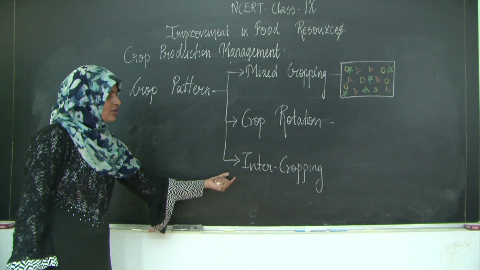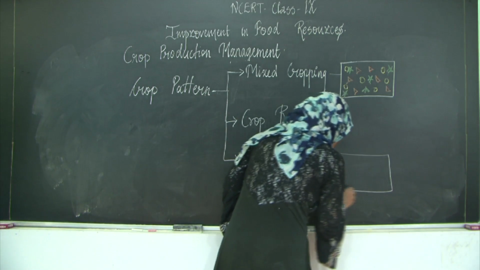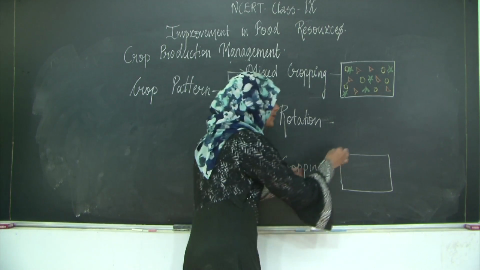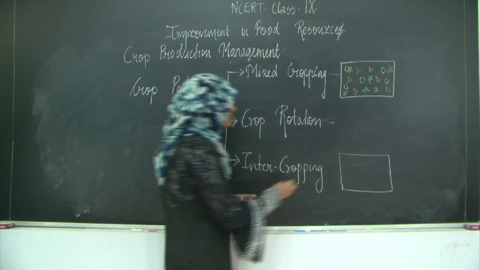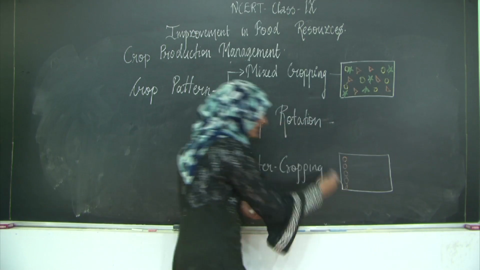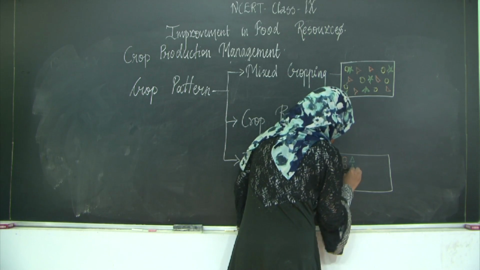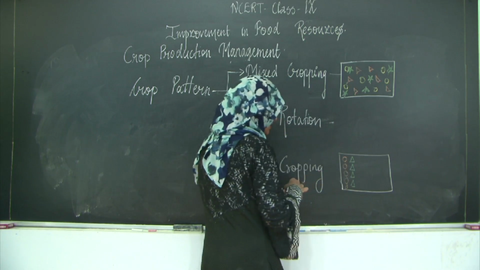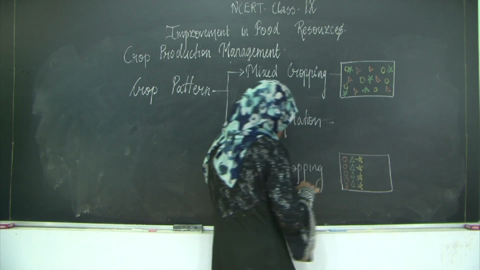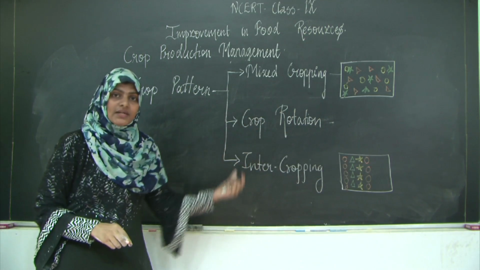Now let us go to intercropping first and then to crop rotation. In intercropping, you again grow more than one crop, but here you do not mix the seeds and throw them. Here you grow them in a proper pattern. How? Suppose this is one type of crop, so I will grow a full layer or full line of one crop, then I will go to the next crop, and then I will go to the next crop. This is intercropping, where you grow more than one crop, but in a proper pattern.